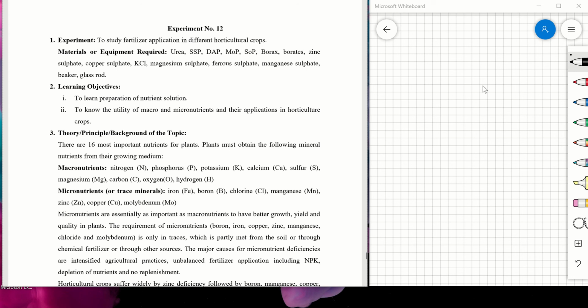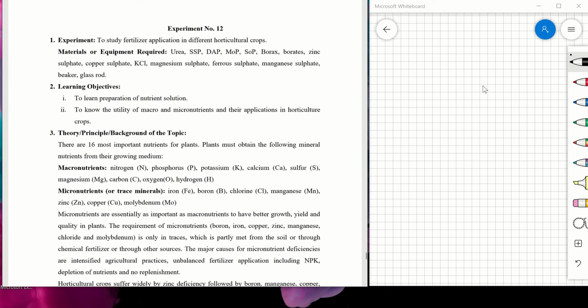Good afternoon, students. Today we are going to do our experiment number 12. Regarding this part, I am going to prepare two classes. In one, I will tell you how to prepare micronutrient concentrations, and in another one, regarding the macronutrients, how to calculate the doses for macronutrients.